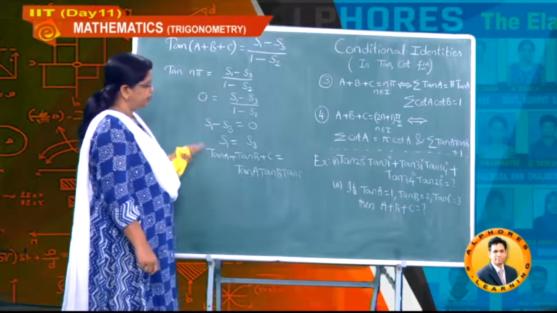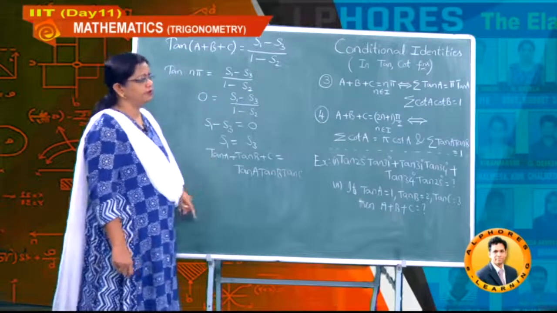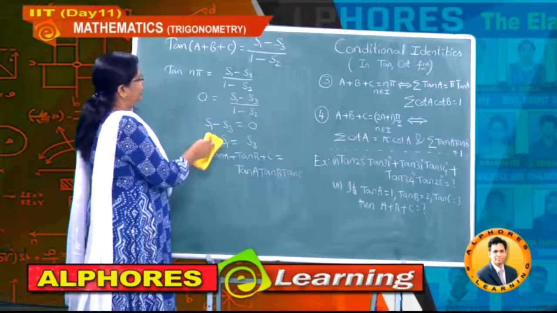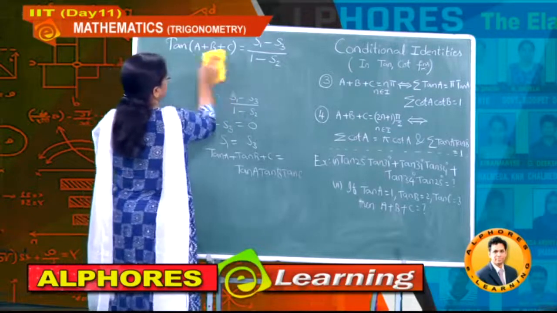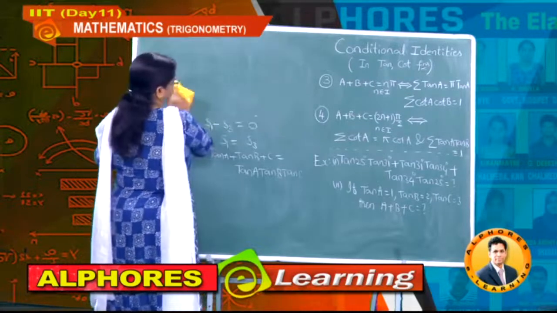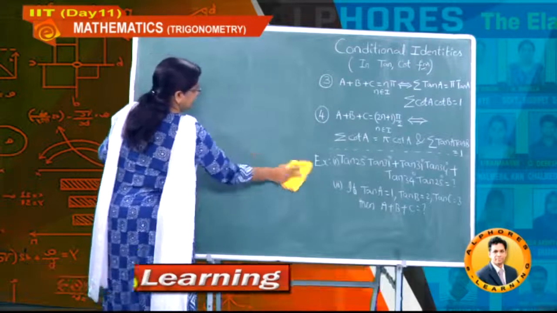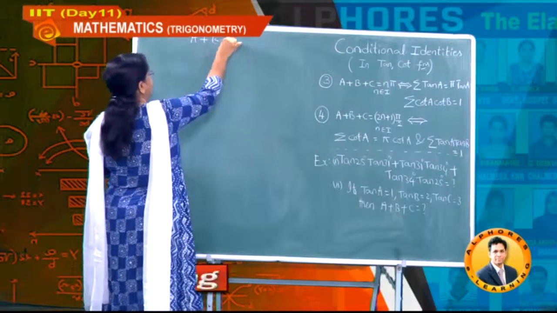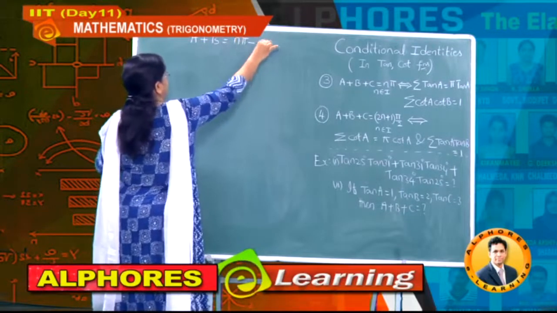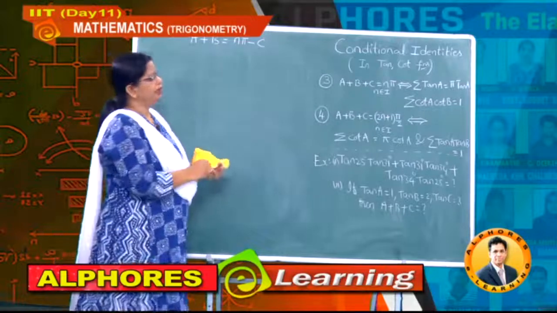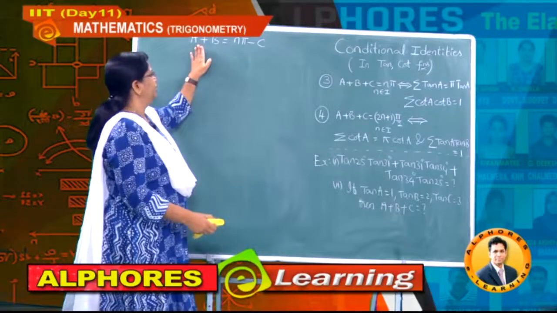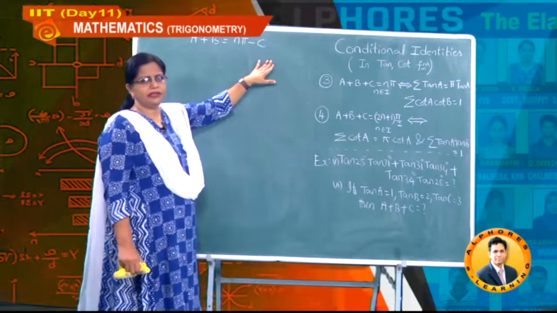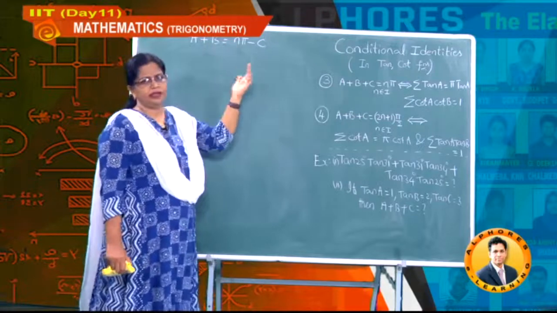And this one we can prove like this, but the same model problem is very important in your board exam level. In board exam level, for the same problem, with the same condition, we deduce in another way. What is the other way? We consider the given condition, that is a plus b plus c equal to n pi. Then a plus b can be written as n pi minus c. Any value you can send to the other side: a plus c equals n pi minus b, or b plus c equals n pi minus a.